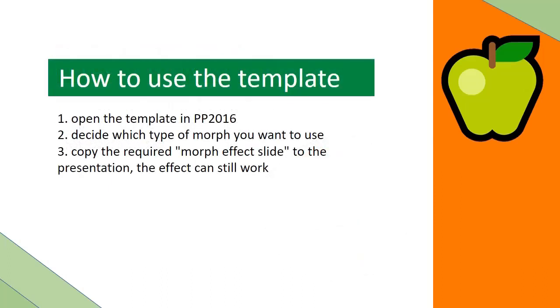How to use the template. When you want to use morph effect in PP 2016, the steps are: 1. Open the template in PowerPoint. 2. Decide which type of morph you want to use, so you want to use characters morph. 3. Copy the character effect slide to the presentation. The effect can still work.